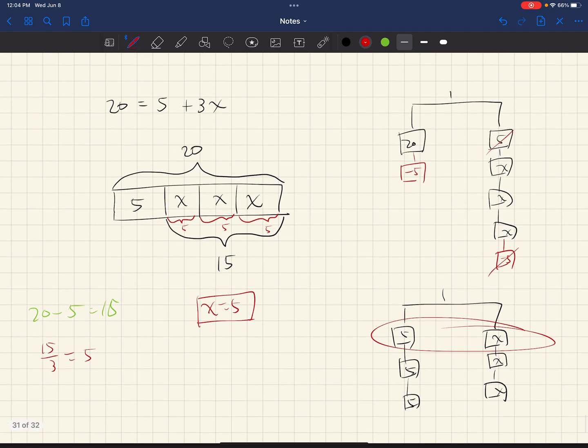Well, let's take a look. Let's put 5 back in here and see if that works. We got 20 is equal to 5 plus 3 times 5. 20 equals 5 plus 15, right? 3 times 5 is 15. 20 is equal to 20. So my answer checks out.